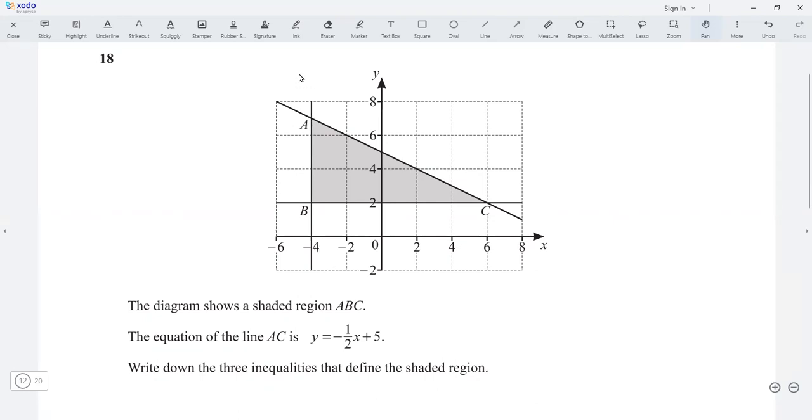First of all, write down the equation. Equation is x equals to negative 4. And similarly, write down the equation of this line which is passing from 2 on the y-axis. So it will be y equals to 2. So how to figure out the inequalities?